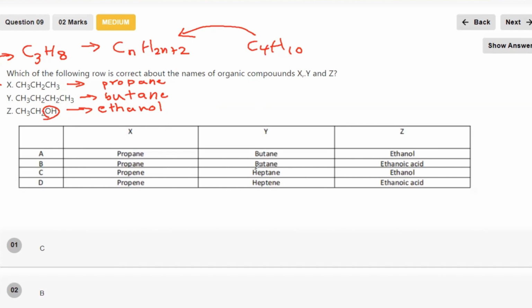Now, all we have to do is just pick the row with that correct answer. Propane, butane, ethanol. The correct answer is answer A.